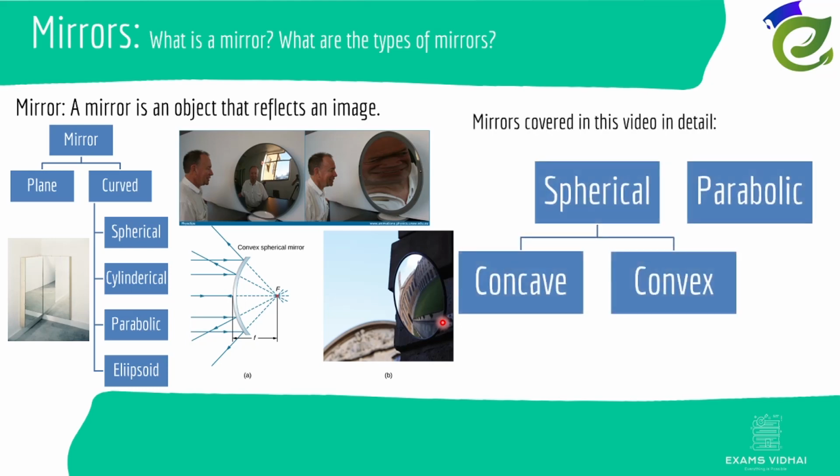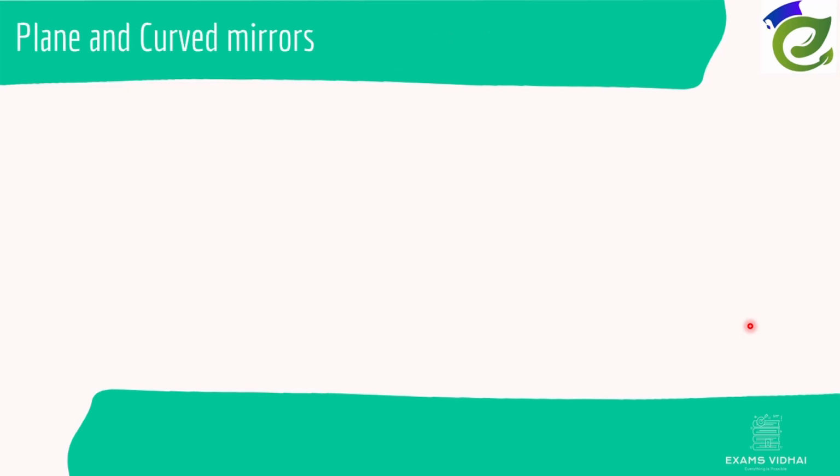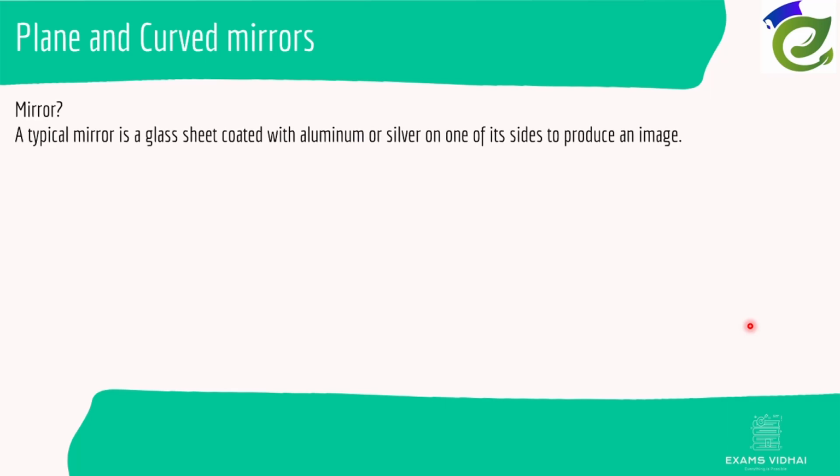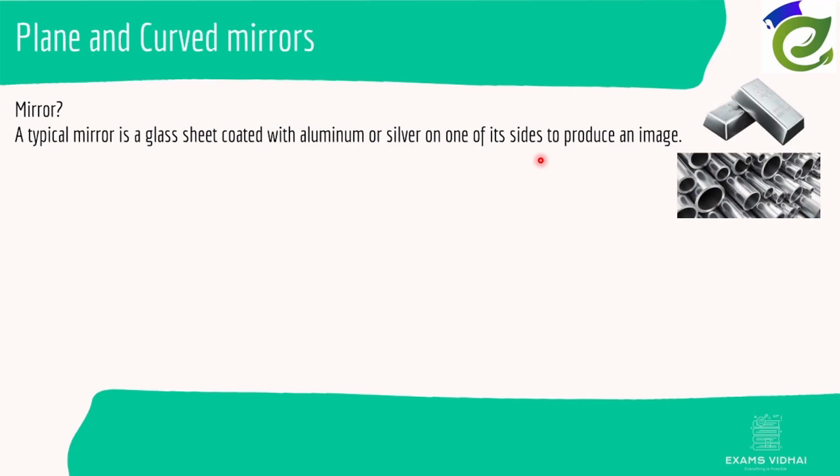So the mirrors that we are going to study are spherical and parabolic only, right? And the spherical is further divided into concave and convex. So for the plane and the curved mirrors, first we need to go into the mirror itself. What is a mirror? What is it made out of? A mirror is basically a glass sheet coated with aluminum or silver on one of the sides to produce an image. Why coat a glass sheet with aluminum or silver? Aluminum and silver are both shiny metals that will reflect light. You can just see how silver and aluminum are so shiny that they reflect light smoothly.